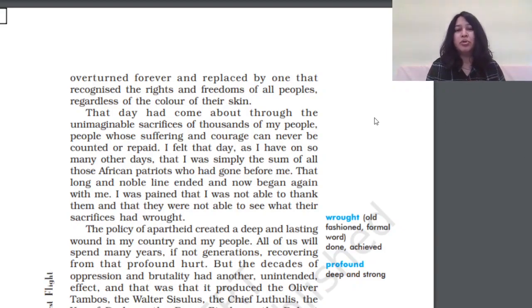So if we talk about this sentence, "That day had come about through the unimaginable sacrifices of thousands of my people." So Mandela is one person and he is now the president, but it wasn't just his fight. There were thousands and thousands of black South Africans who had worked really hard, who had given up their lives, and who had fought bravely to ensure that this day would come.